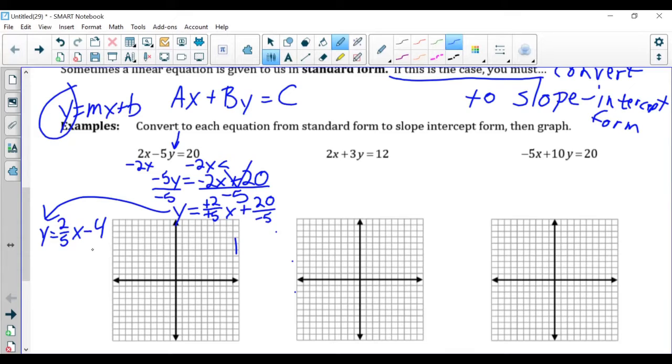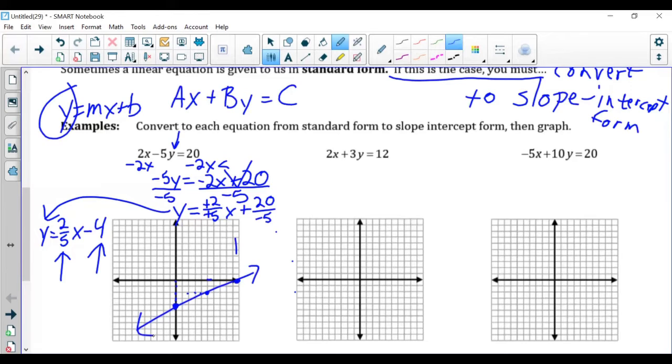All right, so now we need a graph. Start with my y-intercept, which is negative 4. So start at the origin and count down 4: 1, 2, 3, 4. And then my slope, which is 2/5, which means I'm going to go up 2 and right 5. So up 2, and to the right 5: 1, 2, 3, 4, 5. Once again, I'm going to go up 2 and to the right 5. And then I've got 3 dots so I can draw a line.